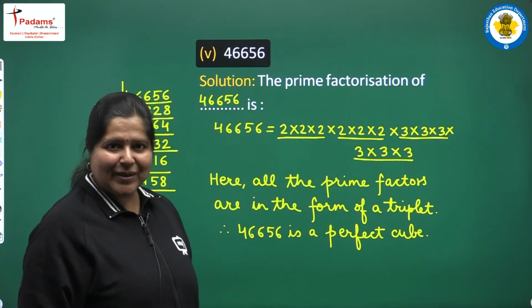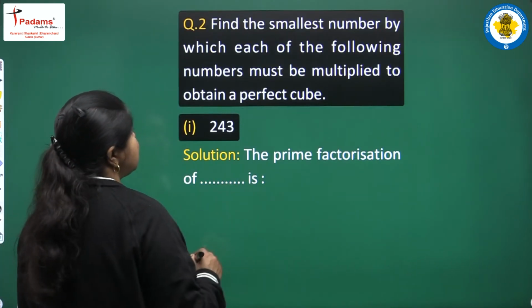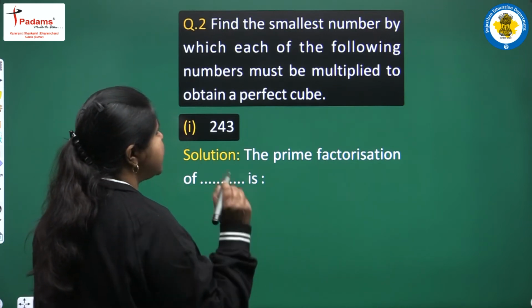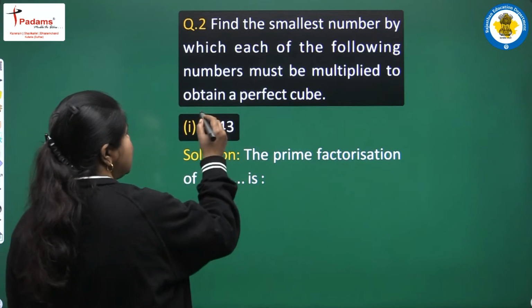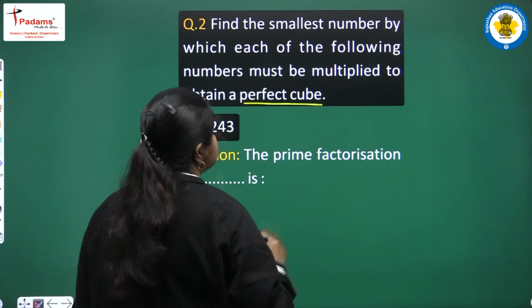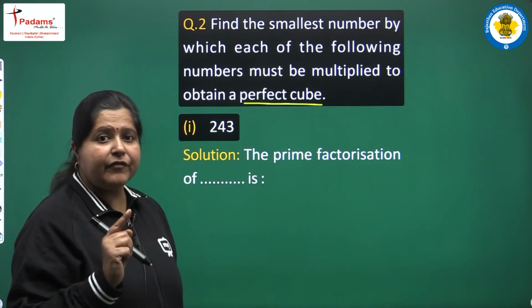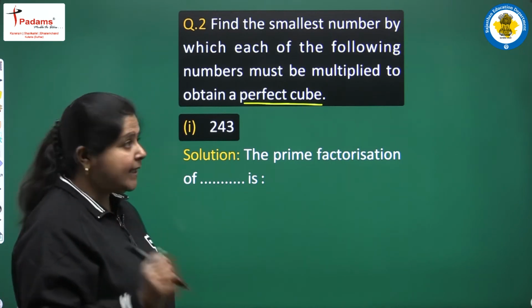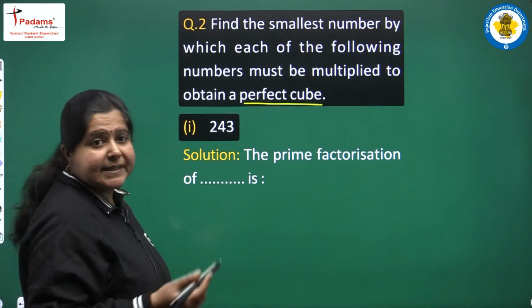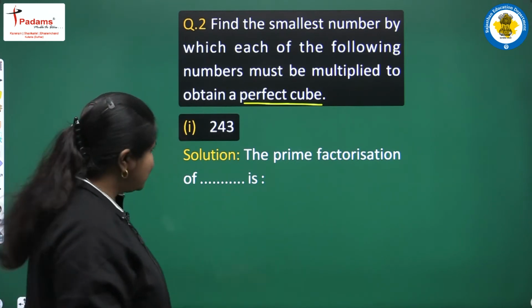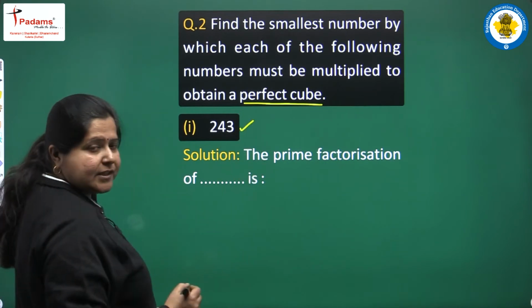Okay, next we have this question number 2. Find the smallest number by which each of the following numbers must be multiplied to obtain a perfect cube. So here some numbers have been given and these numbers are not perfect cubes. That is why we are asked by which number we should multiply these numbers so that we get a perfect cube number. So let us begin with the first number 243.